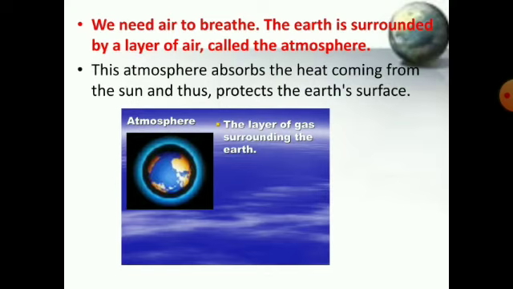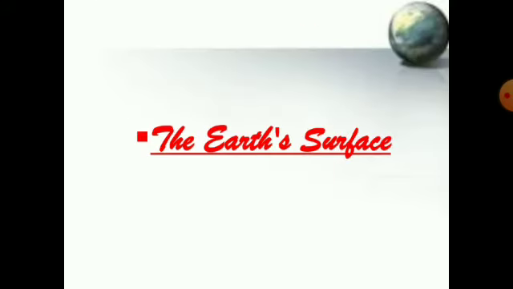We need air to breathe. The earth is surrounded by a layer of air called atmosphere. Children, you can see in the image that around the earth there is a blue color circle. What is that called? That is atmosphere. Why is this atmosphere necessary? Because this atmosphere absorbs the heat coming from the sun and thus protects the earth's surface. The sun rays are very, very strong and we cannot bear them. That's why the atmosphere absorbs the sun rays and protects the earth's surface.